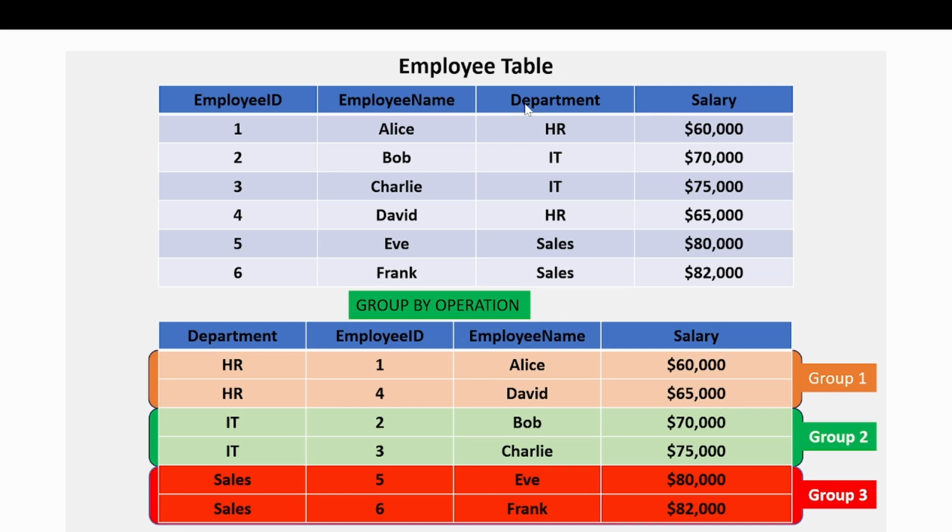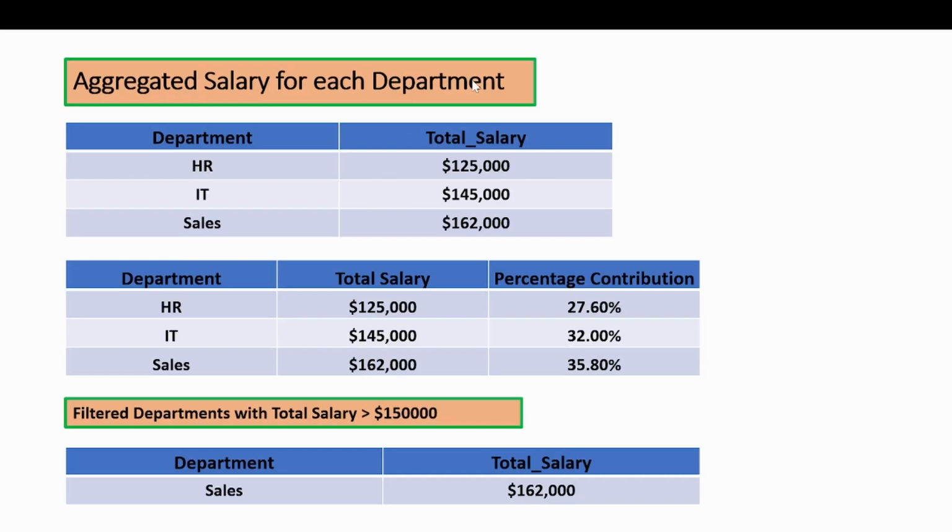When we apply the group by operation on the department, so all the departments with HR will come together. Similarly, all the departments with IT will come together, and the sales department will come together. Now, these three will be different groups. So group 1 will be HR department, group 2 will be IT department, and group 3 will be sales department. Now, since we have three different groups, we can apply some aggregate function to get maximum salary from group 1, maximum salary from group 2, and maximum salary from group 3. Or we can get total salary from each group, or we can get minimum salary from each group, or we can get average salary from each group.